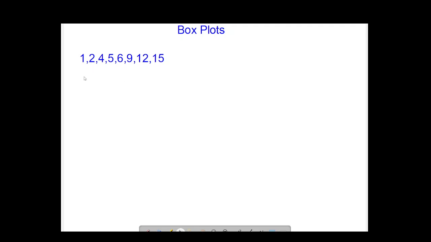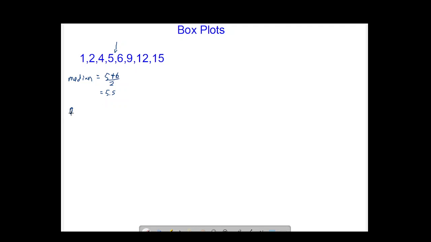We'll start by finding the median. So the median is the one that is in the middle. This data set has 8 pieces of data. 1, 2, 3, 4, 5, 6, 7, 8. So the middle will be right in here. So the median is the average between those two elements, so the fifth and the sixth elements. So 5 plus 6, divided by 2 would give us 11 divided by 2, which is 5.5. So that's the median. And then what we need is the quartile.